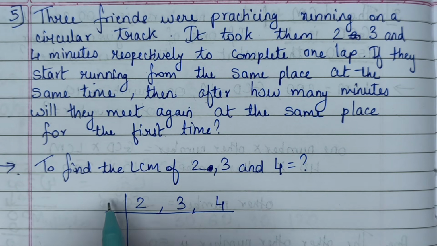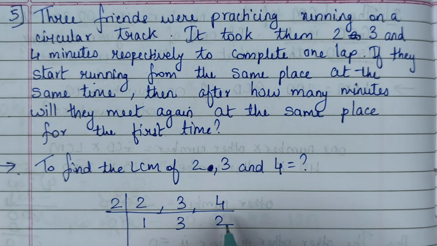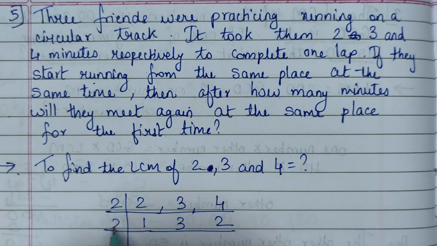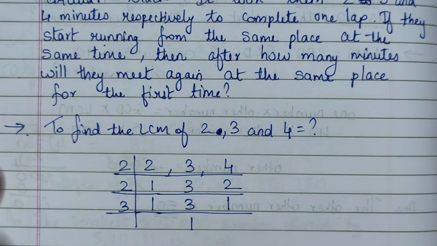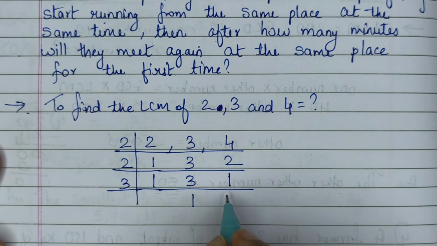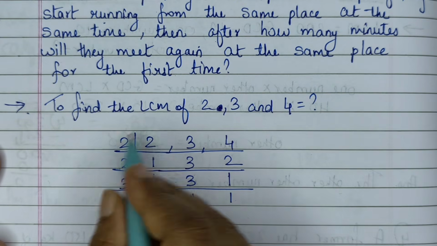We can take 2 times table. 2 ones are 2. 3 is not going, bring it down. 2 twos are 4. Again we can take 2. 2 ones are 2. Bring this 1 down. Bring this 3 down. Now see 3 is left. So 3 ones are 3. Bring this 1 down. Okay, so we are done with this.